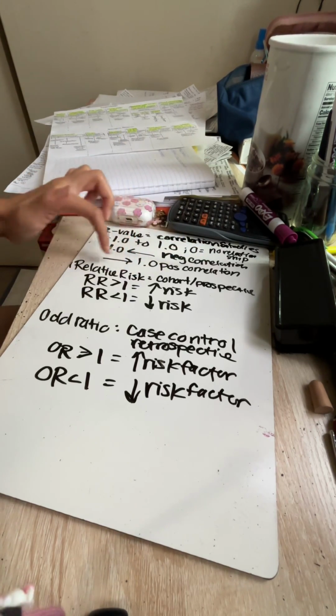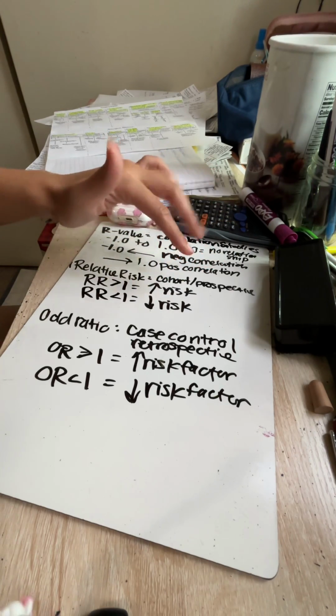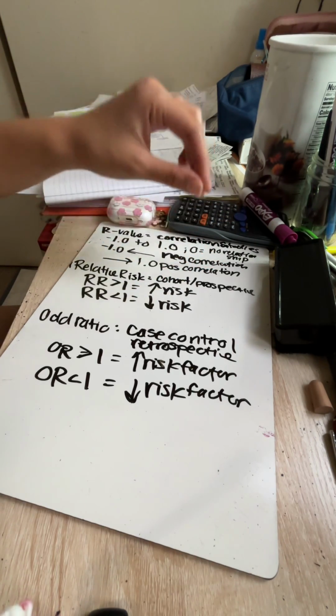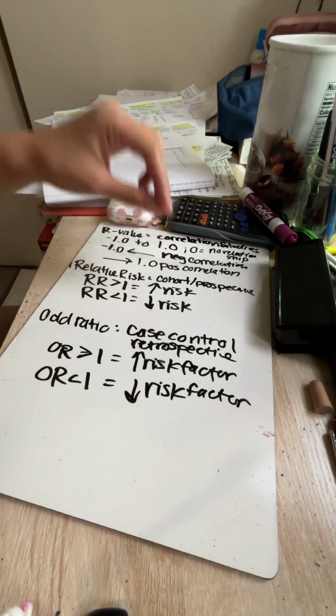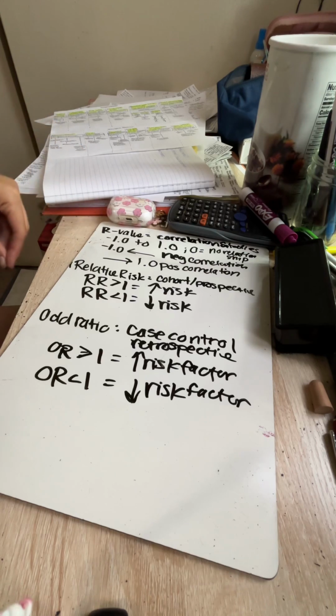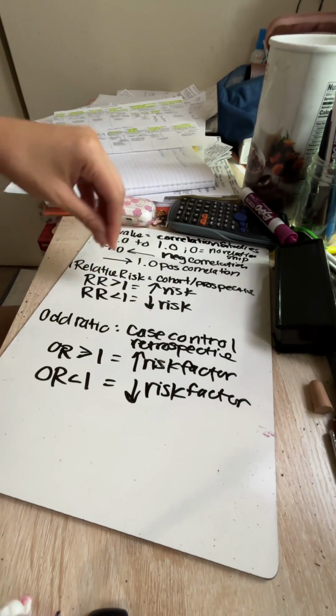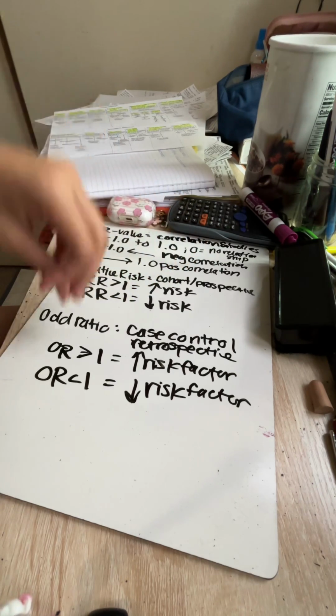For relative risk, we think about cohort prospective studies. And remember that with cohorts, the purpose is to track healthy people developing a disease over time. So the higher the relative risk is, the higher the risk. And the lower the RR, it means lower risk.